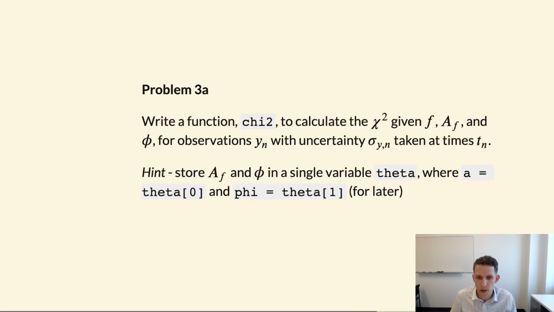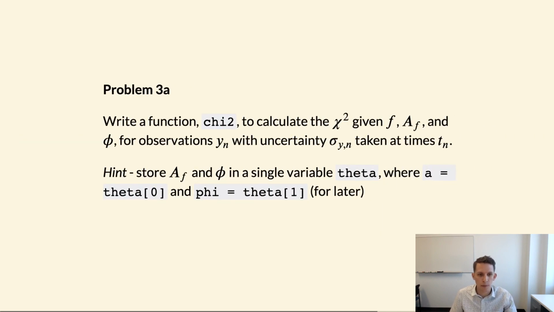We'll spend the last bit of the lecture actually building the Lomb-Scargle periodogram. All right, so for problem 3a, I would like you to write a function called chi2 to calculate the chi-squared given f, a sub f, and phi for observations y sub n, each with uncertainty sigma sub y sub n. And we're going to have some sampling interval t sub n. Now, for a future problem, you'll find that if you store a sub f and phi in a single variable called theta, where a is equal to theta 0 and phi is equal to theta 1, that's going to make our lives easier later. So let's do that.